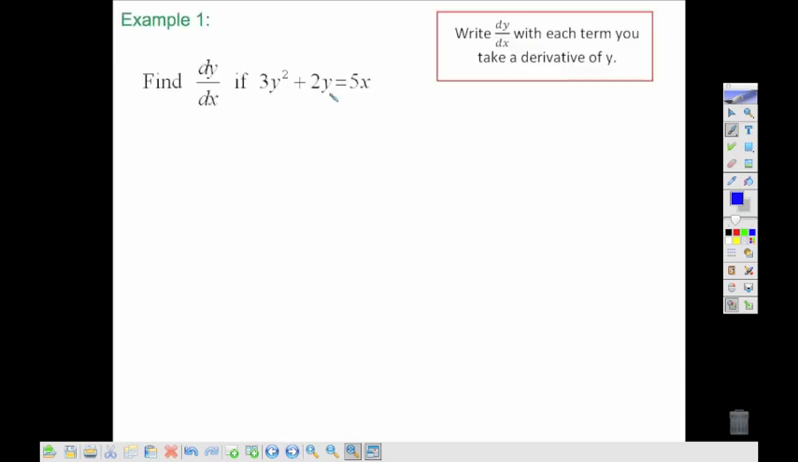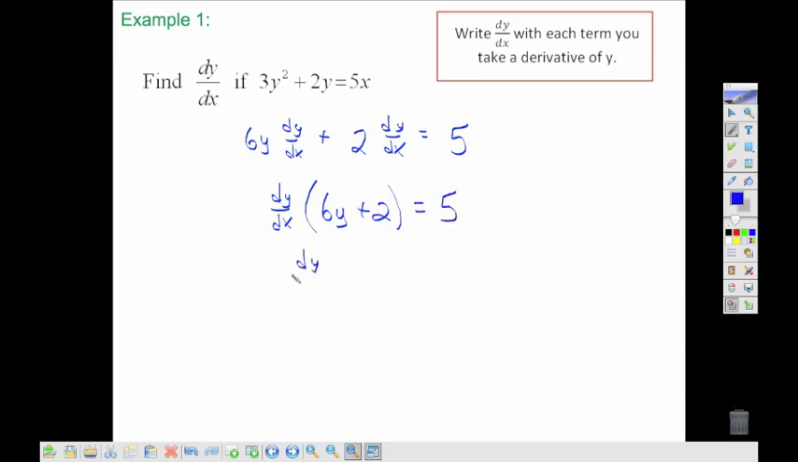In the next one, we couldn't really solve this for y even if we wanted to, so we're going to get 6y using the power rule, but since I just took a derivative of y, we're going to write dy/dx there, plus my second part, 2, but the derivative of y again is dy/dx. The derivative of 5x is still 5. Now to get dy/dx out of this, I need to solve this for dy/dx. I'm not finished until I do, so I can factor it out, and then I can divide both sides by whatever I'm factoring out of that.